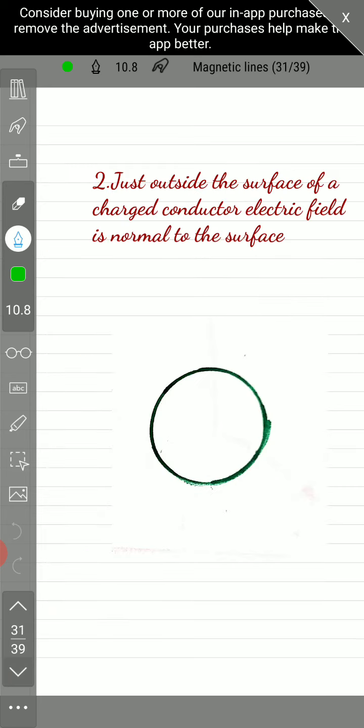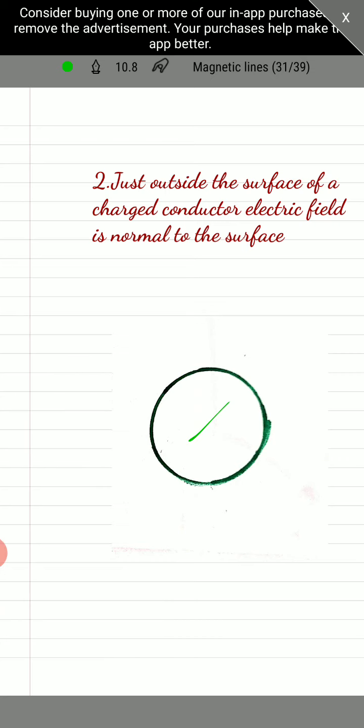Now we are going to see the next thing. The second is, just outside the surface of a charged conductor, electric field is normal to the surface. Means, for example, this is a surface, this is any conductor, then on the surface of the conductor the electric field will be pointing normal to the surface. How can we say that it will be normal to the surface?